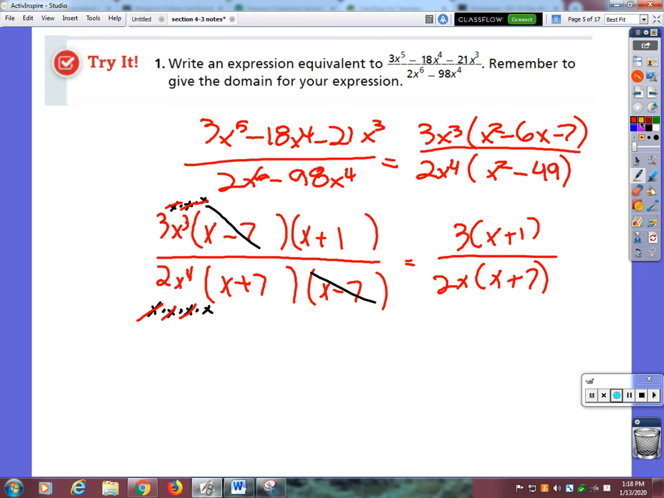Okay, Isa, did you have a question? How do you find the domain? Okay, that's a great question. One of the things that this asks us for, Trevor, that the other problem did not, is what is the domain of this function, okay?